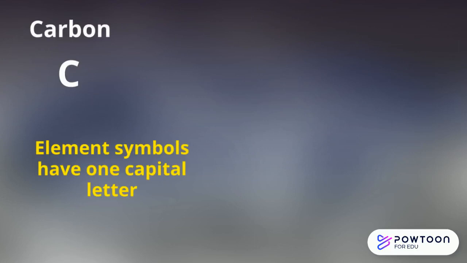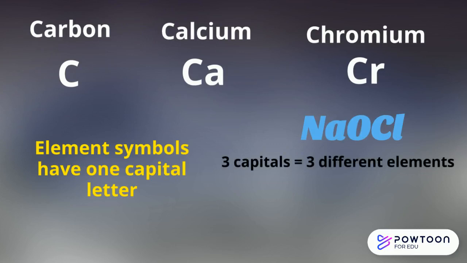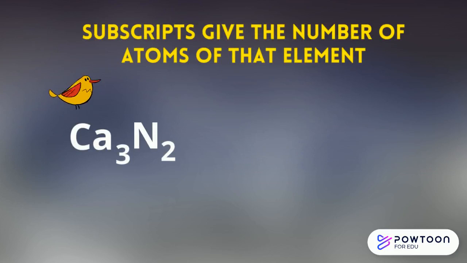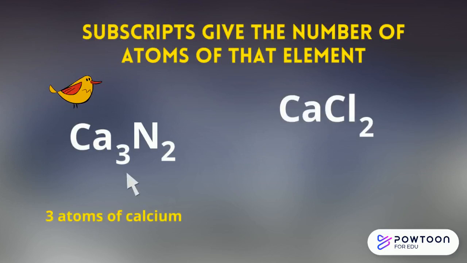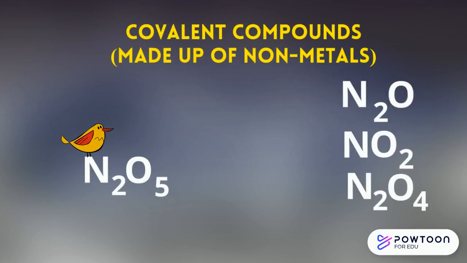Element symbols have one capital letter, and some have a lowercase letter as well. The number of capital letters in a formula tells you the number of elements. The subscript following the element symbol indicates the number of atoms of that element. No number means 1. Covalent compounds form discrete molecules with fixed numbers of atoms and can have the same type of atoms combined in many different ways.